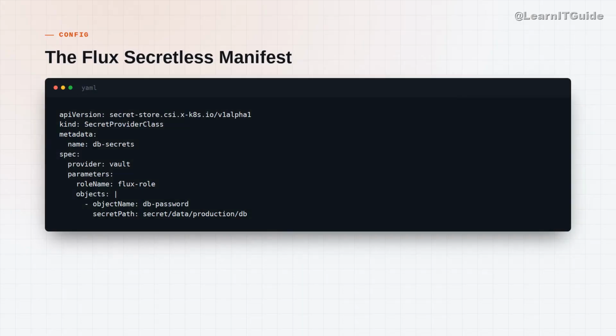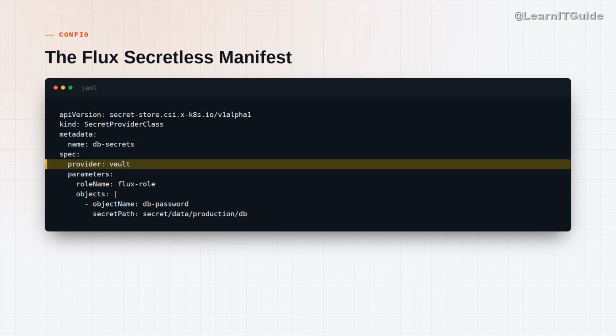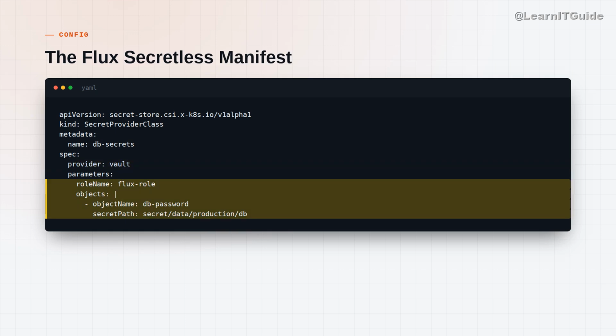We use a secret provider class manifest. On line 6, we define the provider as Vault. On lines 8 through 11, we specify the role and the path to our secret. The key here is that the password is never in the Git repo. Flux fetches the reference, but the actual secret is injected into the pod memory at runtime. This is the definition of a secretless deployment.